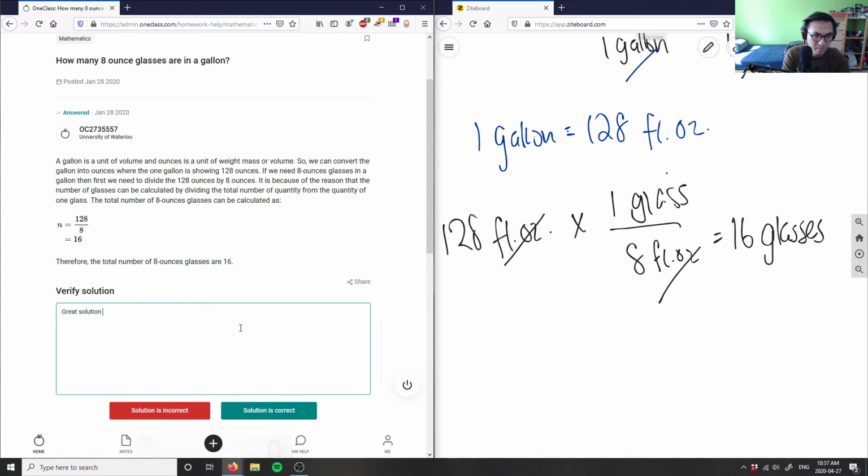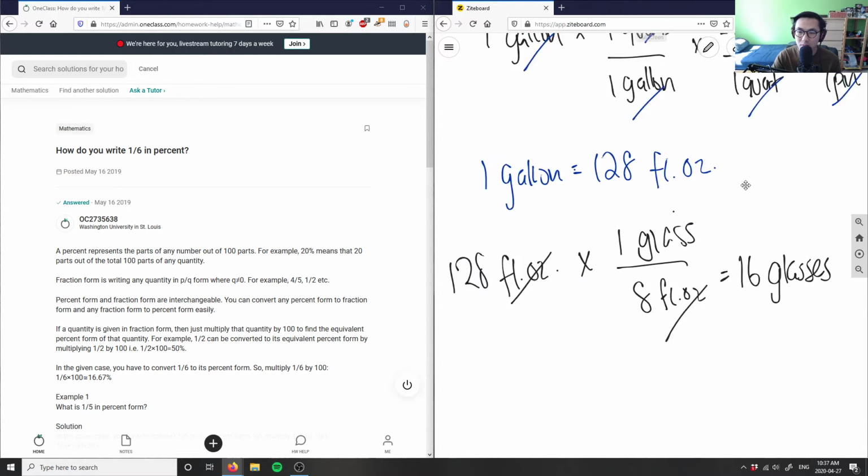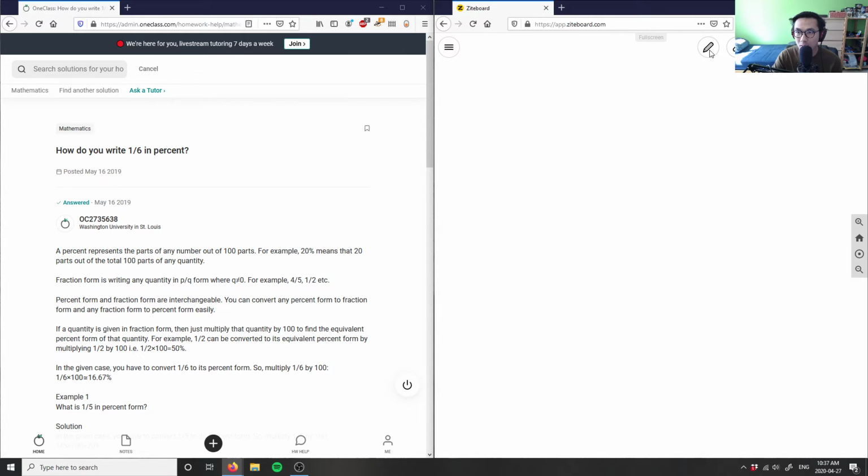Great solution and analysis. Not sure if 1 gallon equals 128 ounces is common knowledge, but correct nonetheless. Solution here is correct. That's awesome. So that was number 8. Let's look at number 9.